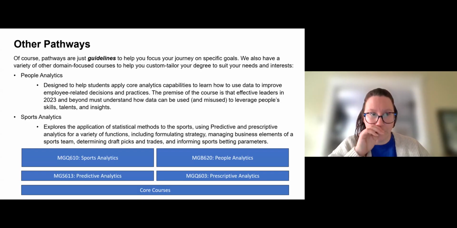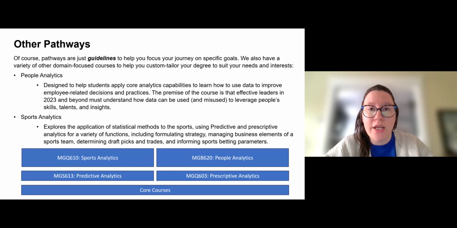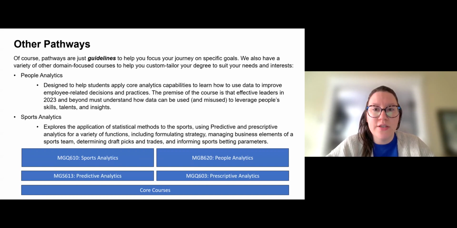If you wanted to just focus on people or sports, you could then take our core courses. We would recommend predictive analytics and prescriptive analytics with sports analytics and people analytics. So all of that to say, I just threw a ton of information at you, but there are a lot of options for you. Again, the pathways are just focus areas. If you decide that you want to do healthcare data analytics, you can take other electives if you want to. And you saw just how many options that we have across all of the different journeys. So there is a lot of flexibility within these programs.